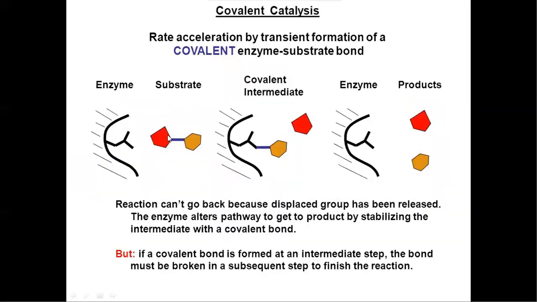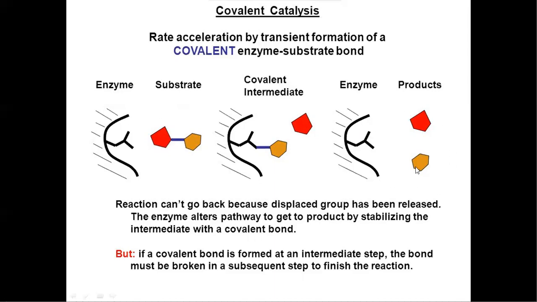The last, fourth catalysis process is called covalent catalysis. A covalent bond will form between enzyme and substrate. So this is the enzyme and this is the substrate. Here a covalent bond forms between enzyme and substrate. This is called a covalent intermediate. After formation of the covalent intermediate at the transition state, the products will be released finally. So substrates are finally converted into products.